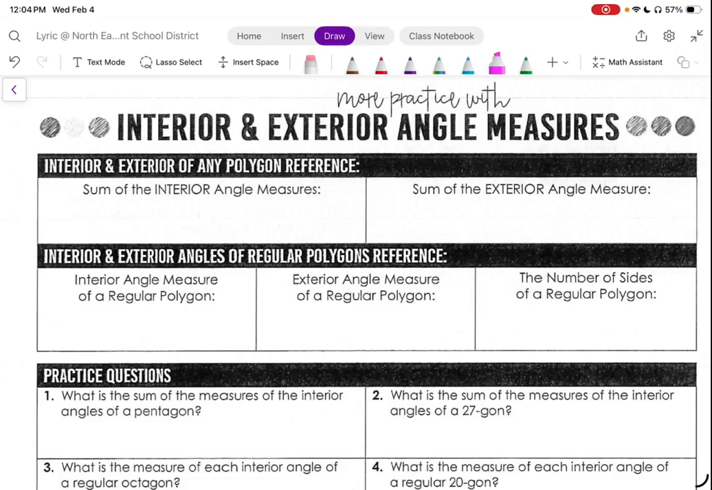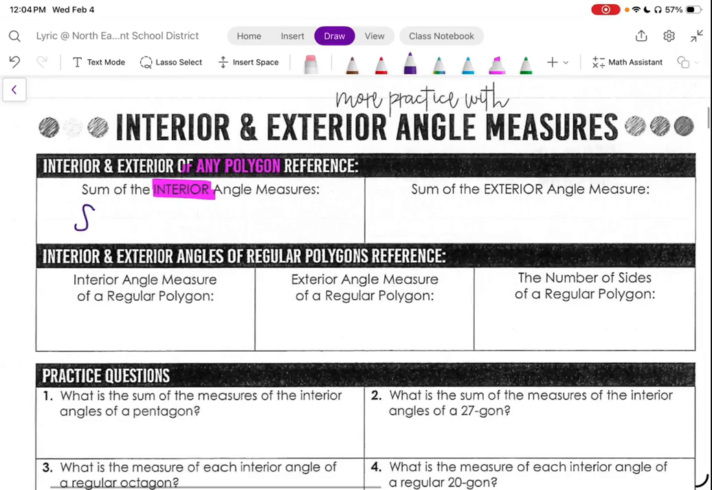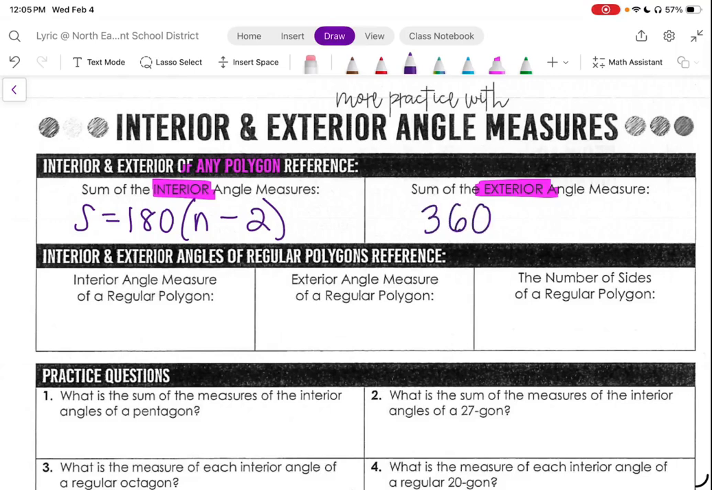The first two formulas here are the interior and exterior angle sums of any polygon. The sum of the interior angle measures of any polygon is S, the sum, equals 180 times n minus 2. Now, n represents what? If you said the number of sides, that is correct. Good job. This next one is the sum of the exterior angle measures. All exterior angles of any polygon, when you add them up, total 360 degrees.